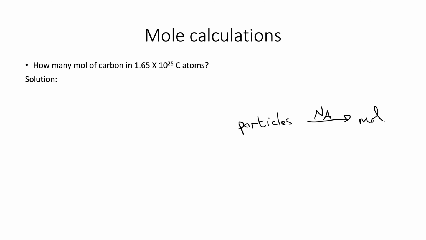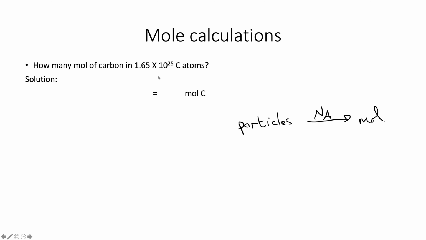We're going to go through six of them, and you can hit pause and try these on your own, but I'm going to go through them. The first calculation: how many moles of carbon are in 1.65 times 10 to the 25th carbon atoms? This is where you're going to use dimensional analysis. The first thing you want to do is write down the units of the answer. So the answer is going to be moles of carbon.